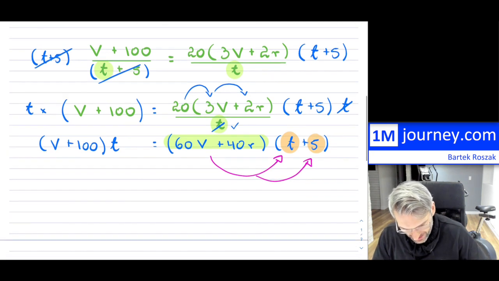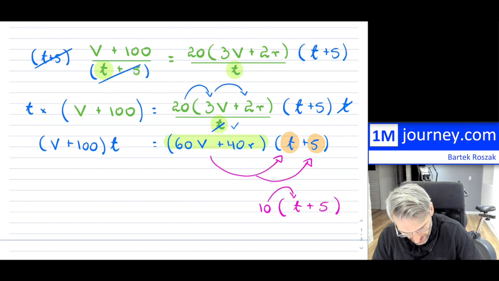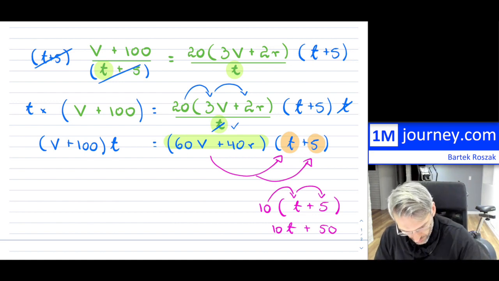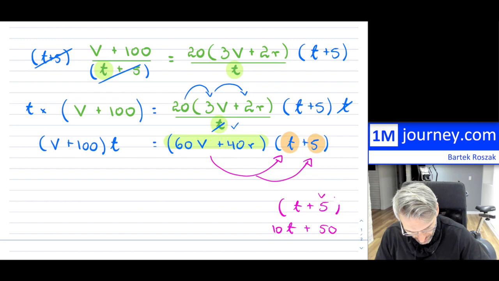Now, that is the same thing. Imagine if you had a number, let's say 10, and you had (t + 5). You can bring this inside of this bracket like this, and we would get 10t plus, well, in this case, 50. So I'm just distributing it across. Now I'm doing the same thing, except I'm doing it with the entire factor, which is 60v + 40r.